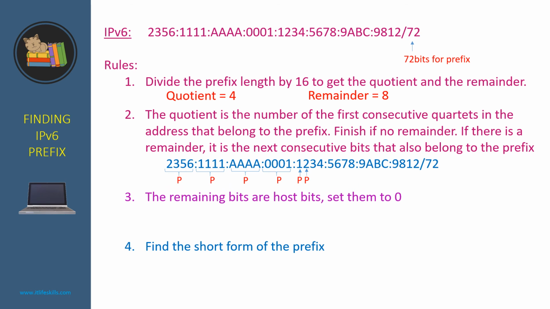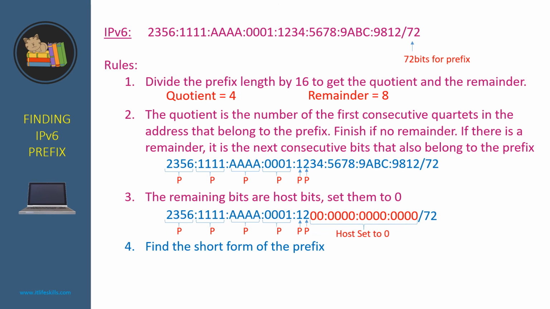Step 3 tells us that the remaining bits are host bits. Set them to 0. Here are the prefix bits, and the remaining bits are host bits and must be set to 0. Step 4 asks us to find the short form of the prefix, and here is the short form of the prefix for the IP version 6 address.